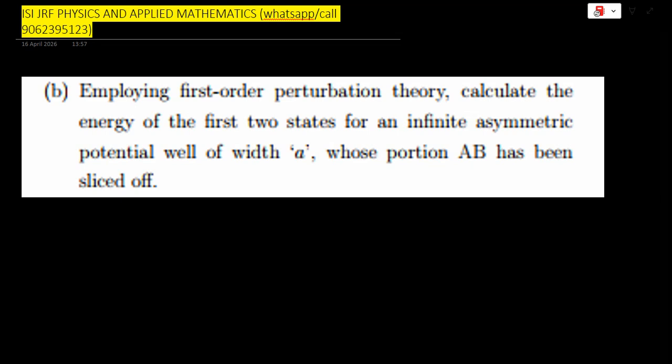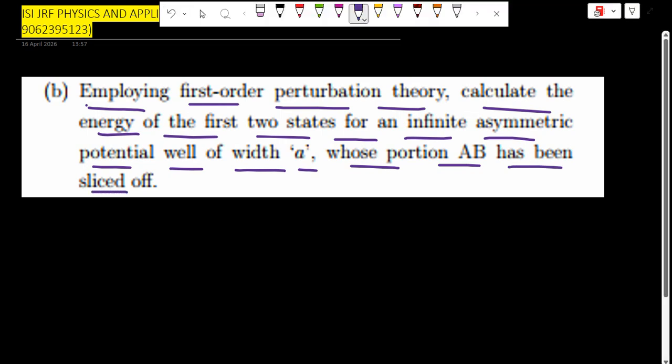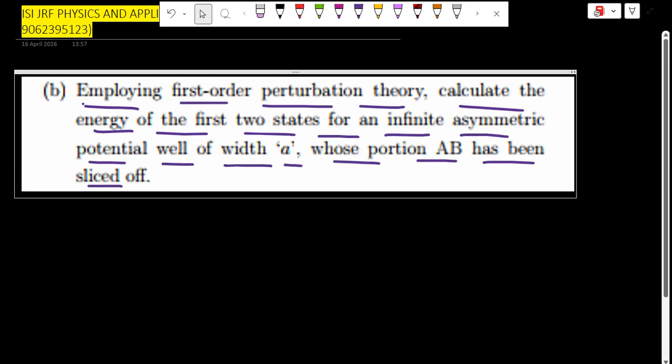So today we are going to tackle a classic question from the ISI JRF Physics and Applied Mathematics examination. Now look at this question. This is the question we will solve today. So let's read the question first. Employing the first order perturbation theory, calculate the energy of the first two states for an infinite asymmetric potential well of width A whose portion AB has been sliced off. Okay, so let's solve this together.